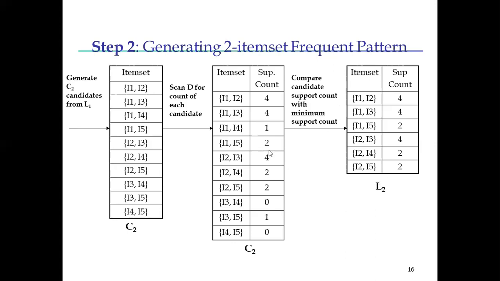As we know the minimum support count is 2, we have discarded those having support count less than 2. So greater than or equal to 2 is our minimum support count. That leads to L2.